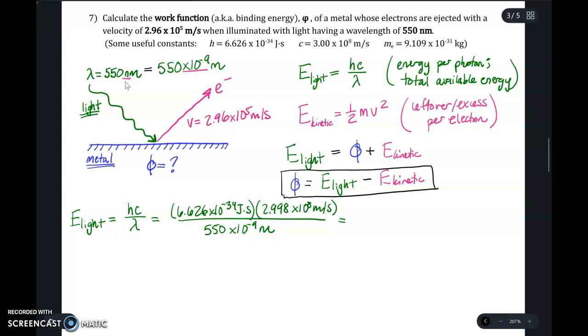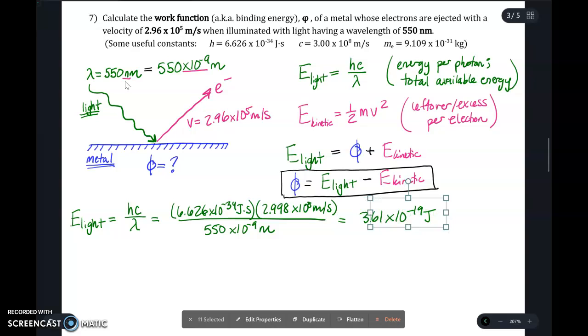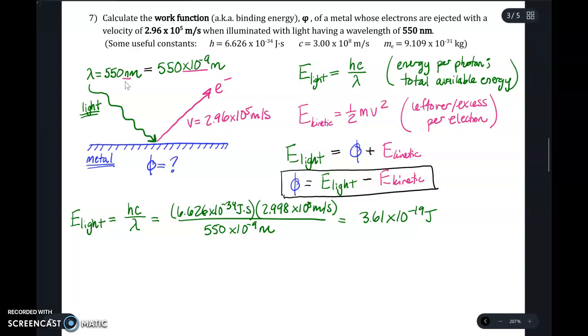Now, if you punch all that into your calculator, you're going to get a value of 3.61 times 10 to the negative 19th joules. And from a sig fig standpoint here, let's just note that there's only two sig figs technically in this wavelength, so the 6 is my last sig fig. And let's also remember that this is the amount per photon, right? So it's a per particle amount that we just solved for there.